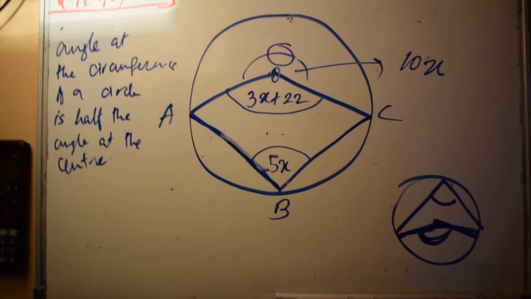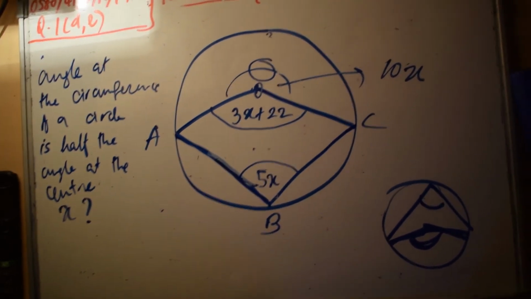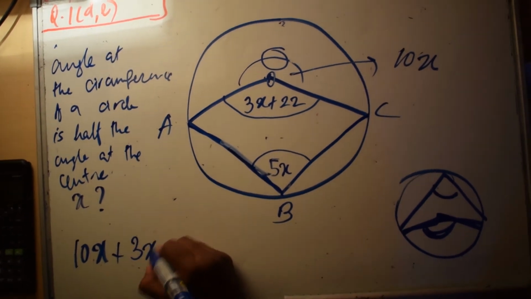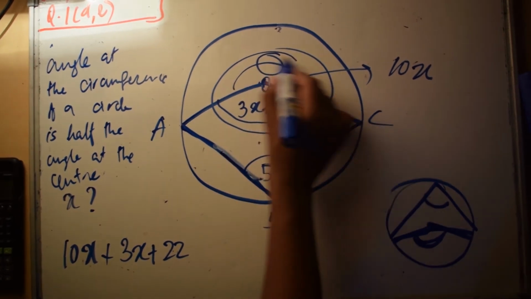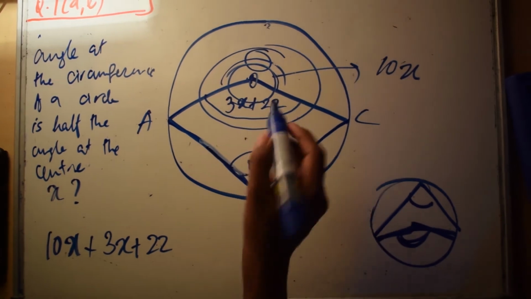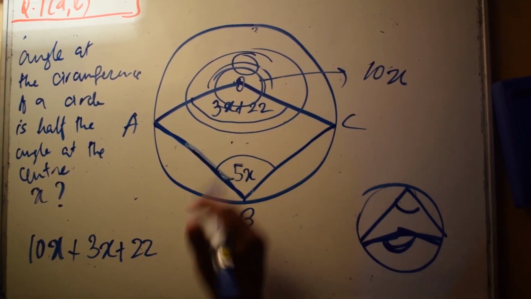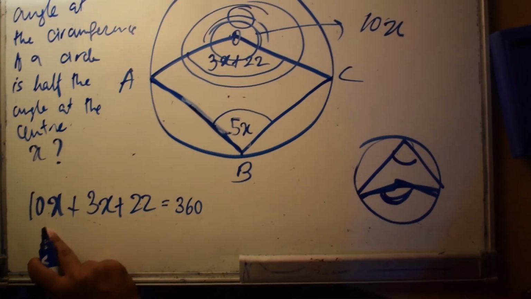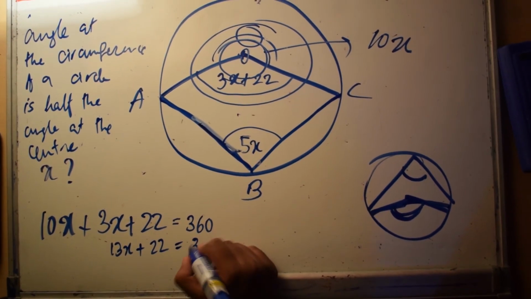So 10x. Now we have to find the value of x. So we know that 10x plus 3x plus 22, if I add this whole thing, it's the angle around a point, which is the total angle around a point. That will give us 360. So 10x plus 3x plus 22 gives me 360. So let's solve for x. So 13x plus 22 is 360.